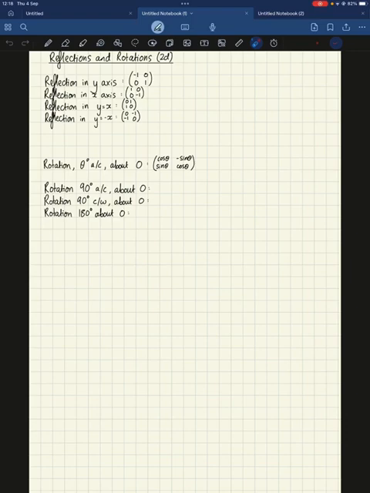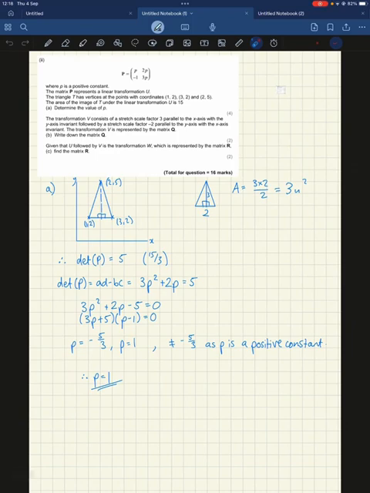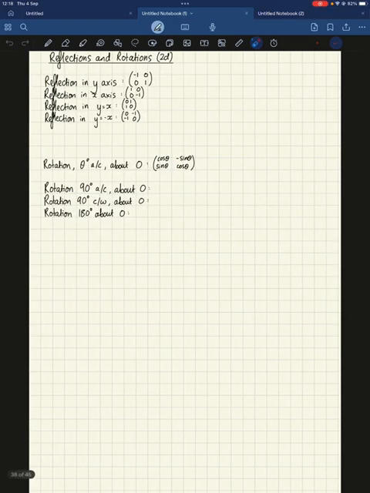Alright, now reflections and rotations in 2D. So this was the last video where we said we'll do part B and part C later. That will probably be in the next video because that's transformations followed by another transformation, but today's just going to be reflections and rotations in 2D.